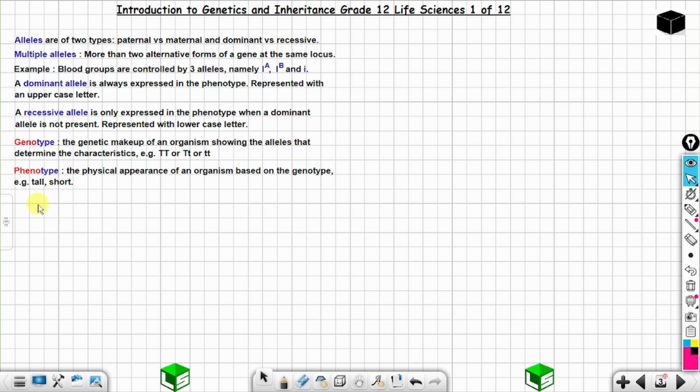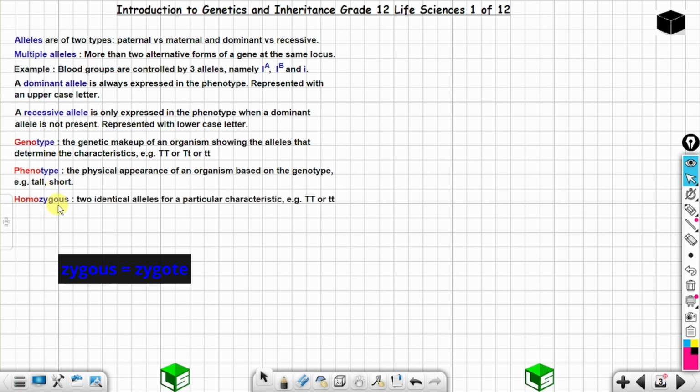And you have homozygous. Homozygous are two identical alleles for a particular characteristic. For example, if you are using T for the height, homo means the same. Two capital letters T or two lowercase t letters. A homozygous organism is also known as a purebred.